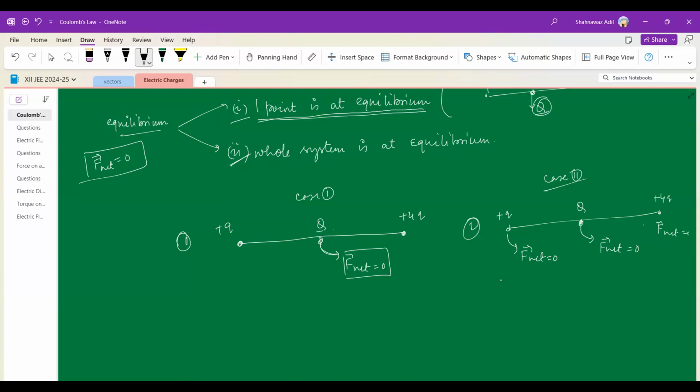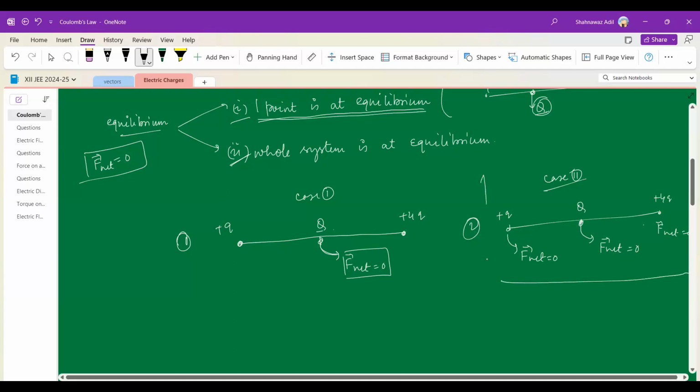And have you solved this question? Have you used this idea to solve a question? Yes, last year. This year we haven't done it yet. Last year, in the equilibrium part, you must have done this question. Oh yeah, we did this, we did this.